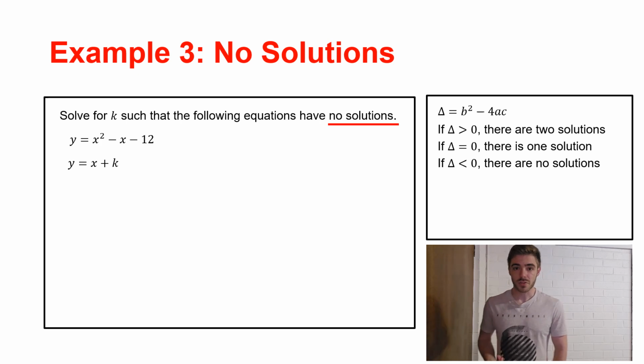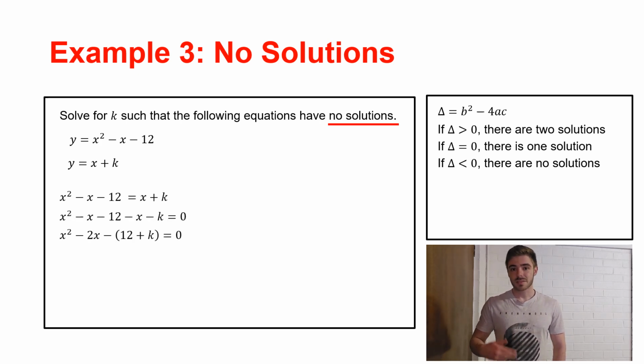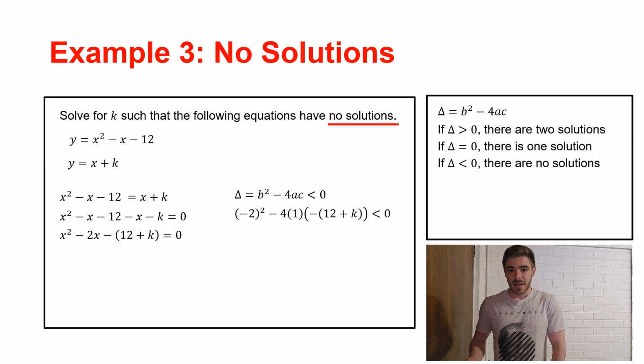Once again, same set of equations, but this time we want no solutions, which means the discriminant needs to be less than 0. So once again, we follow the same steps, get to the discriminant, make it less than 0, and after simplifying, we're going to see that we get k is less than negative 13.